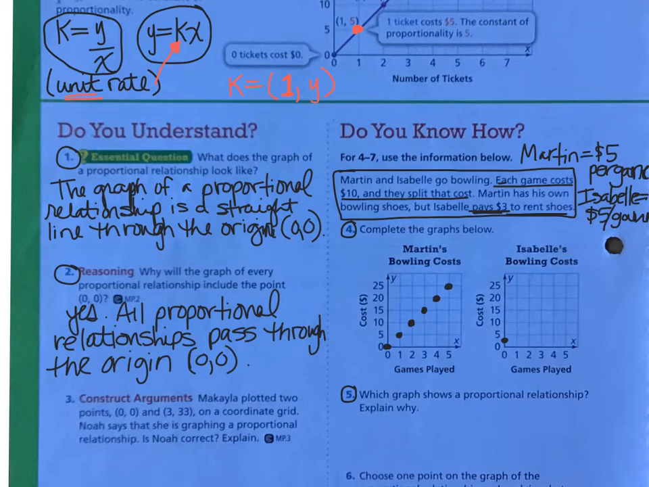So when you connect the points on Martin's graph, does it meet the requirements of a proportional relationship? Is it a straight line? And does it go through 0, 0?